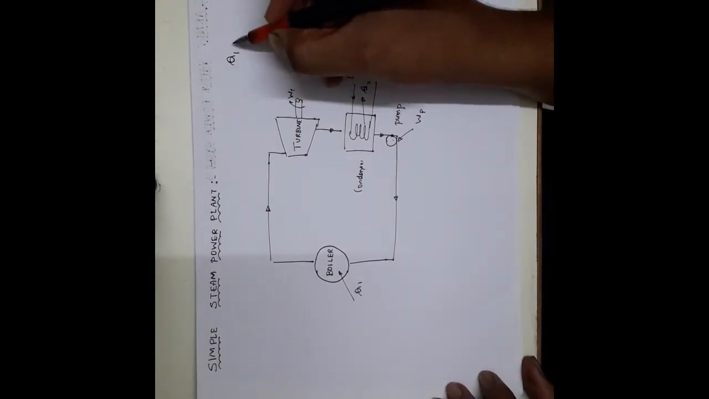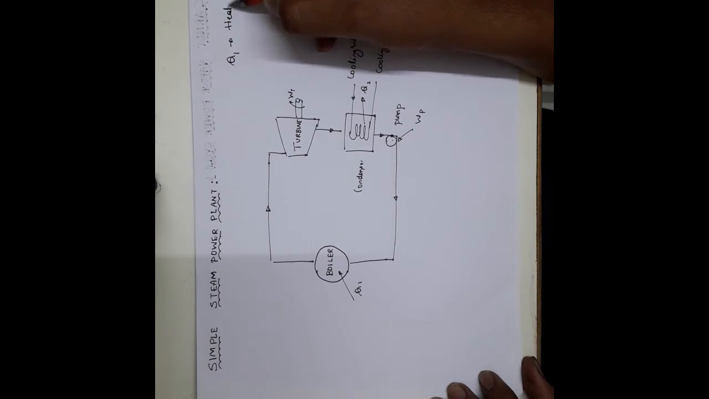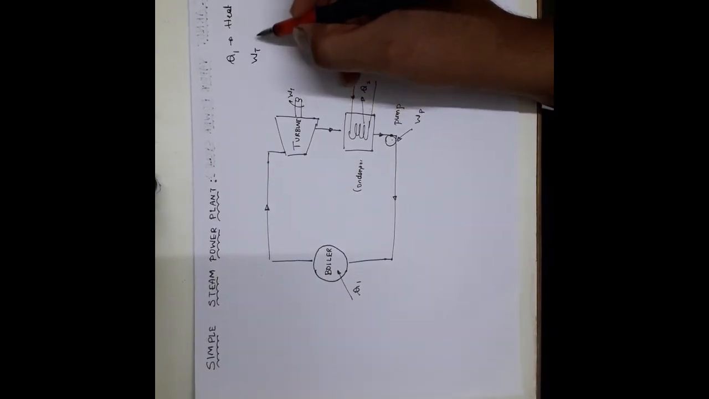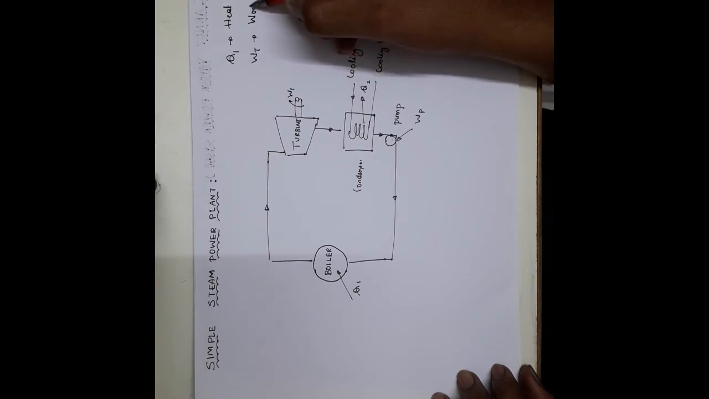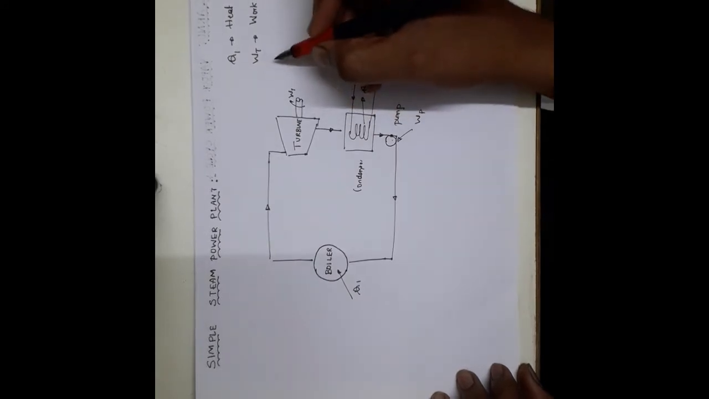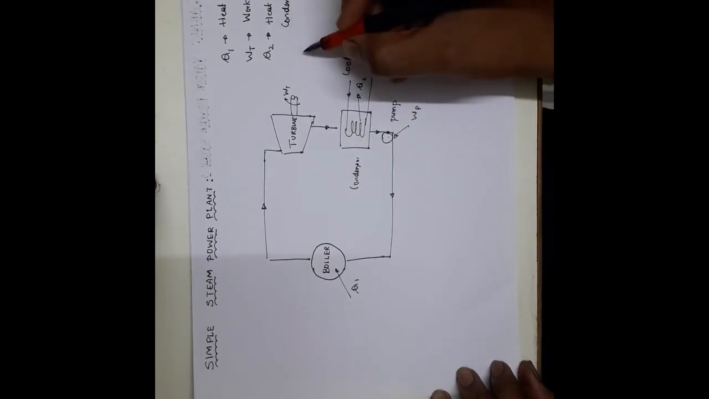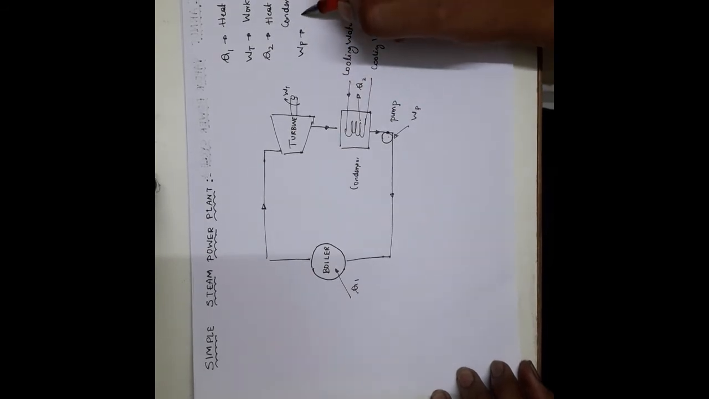Okay, here if I say Q1 is heat supplied in boiler, WT is work done by turbine, Q2 is heat rejected in condenser, WP is pump work.